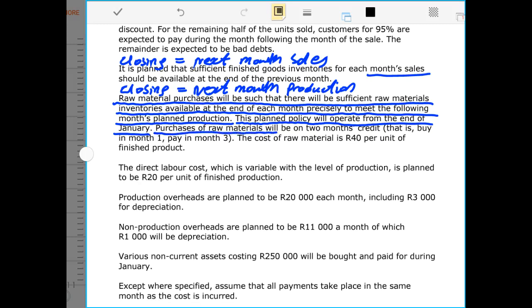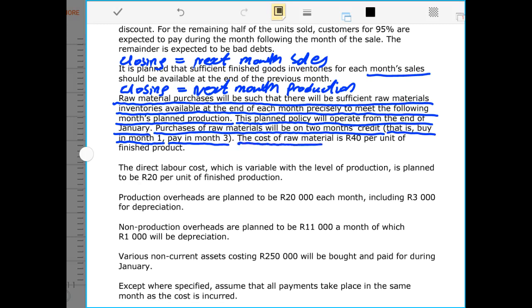Purchases of raw material will be on 2 months on credit. That is, buy in month 1 and pay in month 3. That means payment of our creditors or suppliers will be on the second month after the month of purchase. So 2 months after the month of purchase, our creditors or suppliers will be paid.